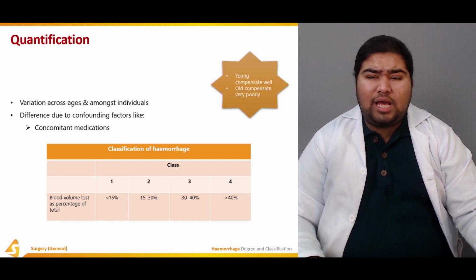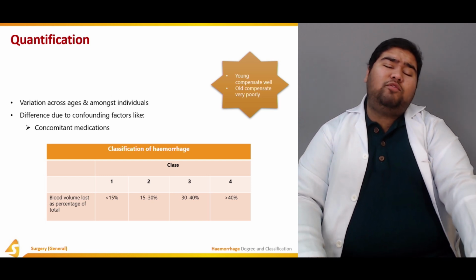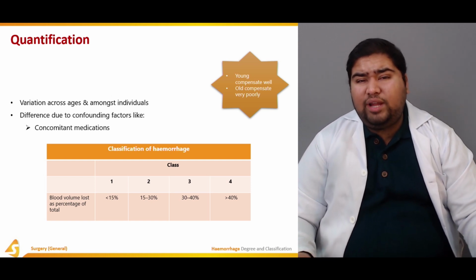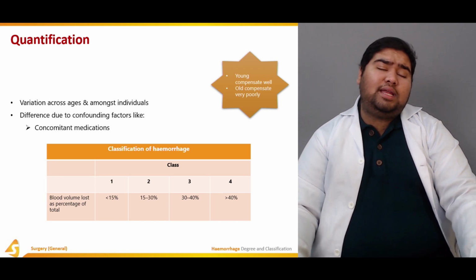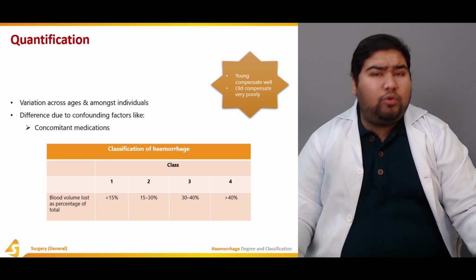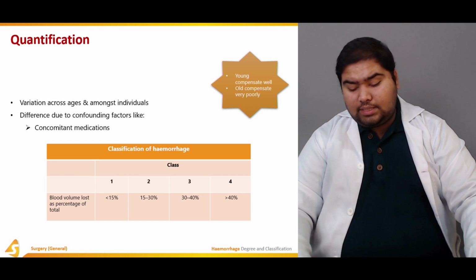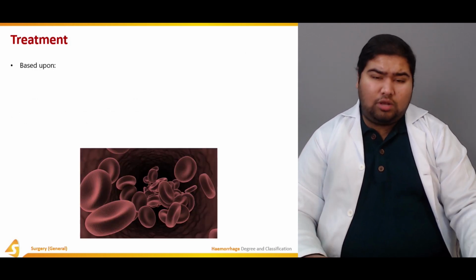So again, the young, they compensate well, the old, they compensate poorly for obvious reasons. The young have sufficient reservoirs, supple vessels, and their bodies are in their prime. However, with older individuals, they're on polypharmacy, it's difficult for them to compensate. So this is that. Now, treatment, the management, let's talk about it.